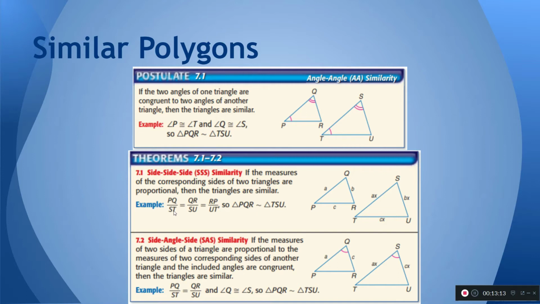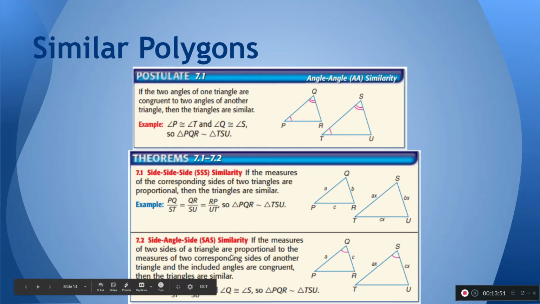So PQ over ST equals QR over SU, and then RP over UT. So it's got all of the sides compared to one another, and if we had values for these, we could see if these fractions actually equaled each other, and if they did, then they would be similar triangles. Now that doesn't mean that the lengths actually equal each other, it means that those proportions come out to be reduced to the same amount, and we'll see that in a couple of problems soon.